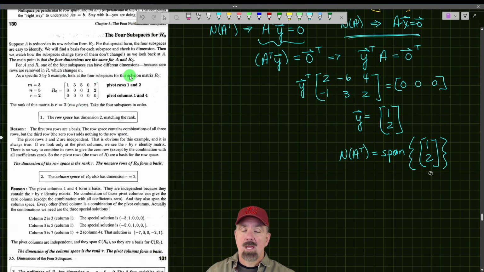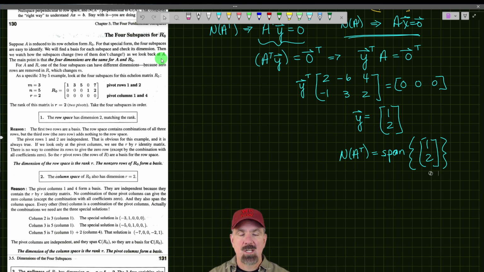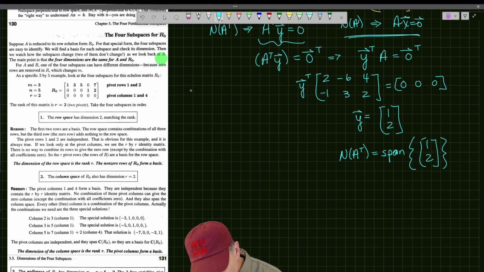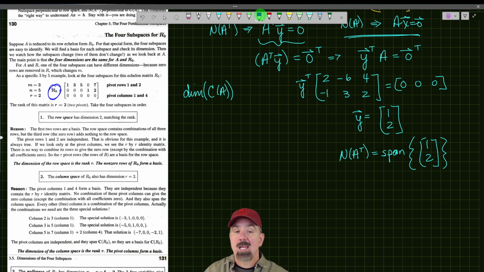Here's an example, and we're just going to walk through this example as a repeat. He explains all of the information down here. I just want you to recognize that from the RREF, we have the answers to these dimension questions immediately. What we're thinking about right now is that this R0 is the RREF of whatever our original A matrix was. We don't know what it is. That's fine. We'll talk about basis later. What we want to do right now is understand the dimensions.